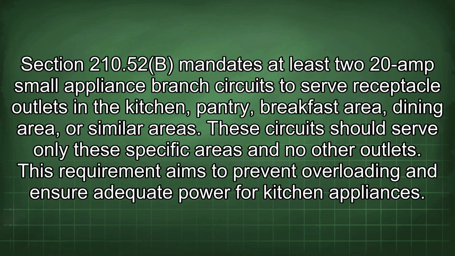Section 210.52b mandates at least 2 20-amp small appliance branch circuits to serve receptacle outlets in the kitchen, pantry, breakfast area, dining area, or similar areas. These circuits should serve only these specific areas and no other outlets. This requirement aims to prevent overloading and ensure adequate power for kitchen appliances.